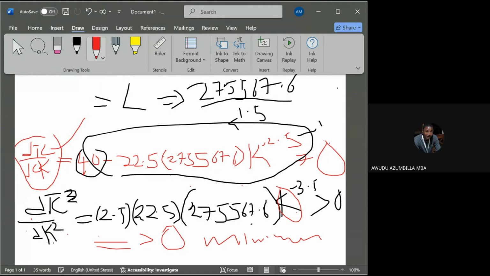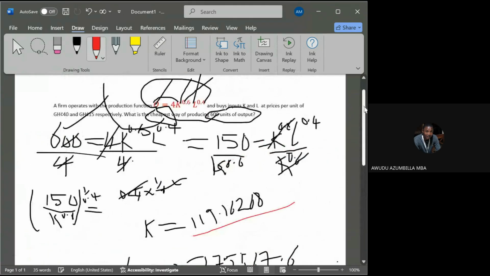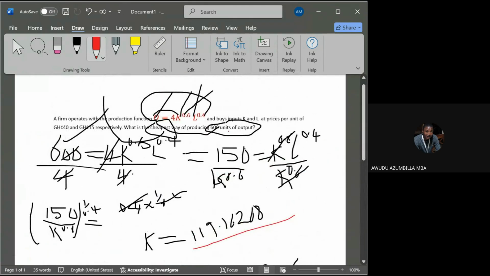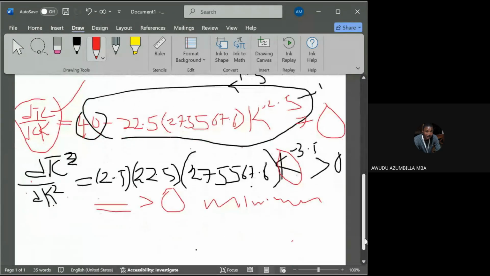That is why in the question, they stated, what is the cheapest? So when we hear about cheapest, we hear about minimal, we are talking about the lowest point the firm can produce with this. So the minimum cost that the firm is going to incur in producing the output. So we confirm that the firm is minimizing its cost.